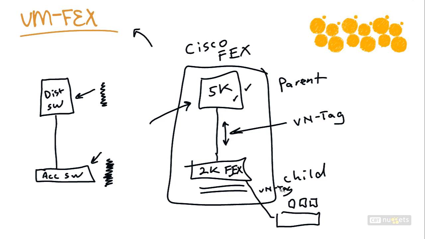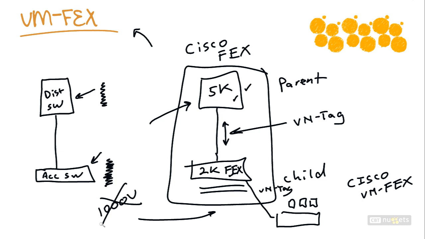Well, that is exactly what we get with what we term Cisco VM FEX. And notice what's remarkable about this is it doesn't have to involve that fancy 1000V. Yeah, we can eliminate that layer of complexity of either Cisco's distributed switch or VMware's distributed switch. Yeah, it's amazing.